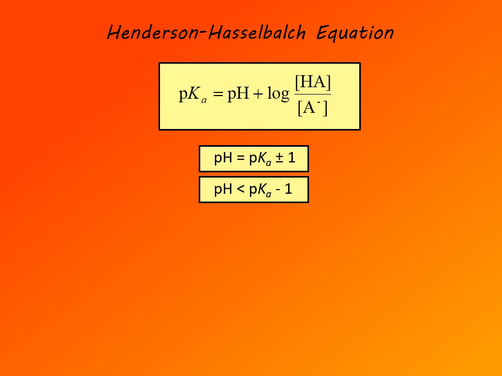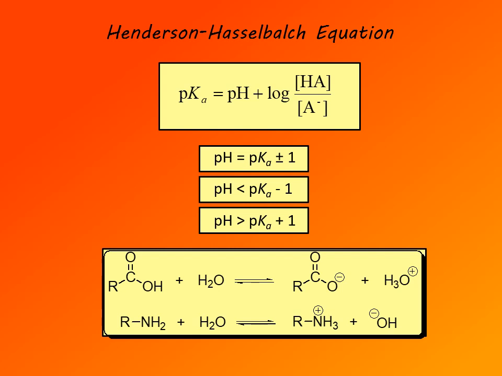Now, if pH of the solution is pKa minus 1 or lower, then acid exists predominantly in the protonated form. And if pH of the solution is pKa plus 1 or higher, then acid exists predominantly in deprotonated form. We can apply that on a couple of examples.